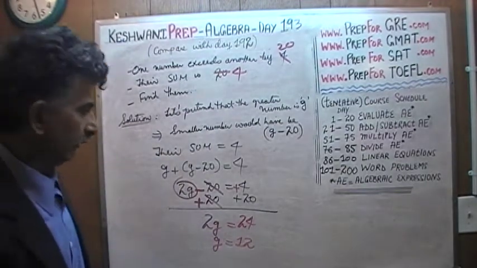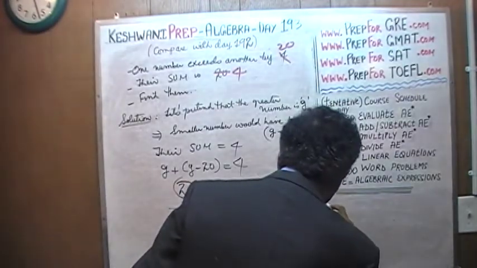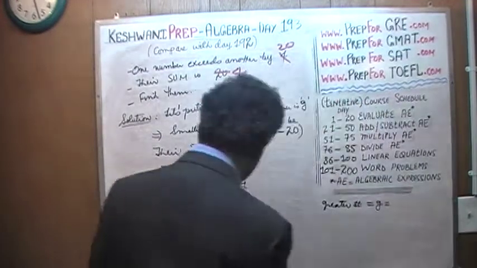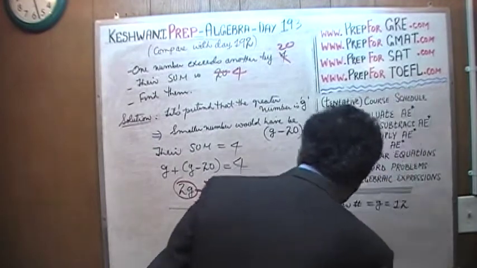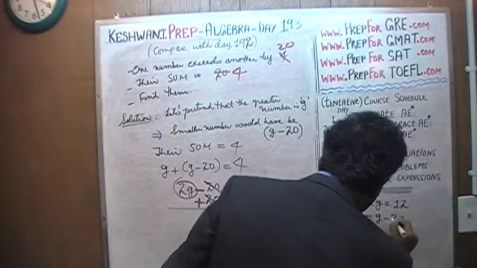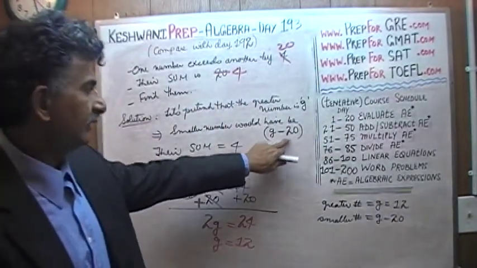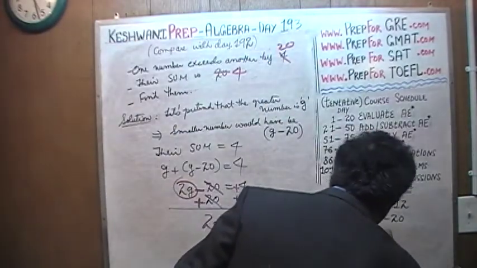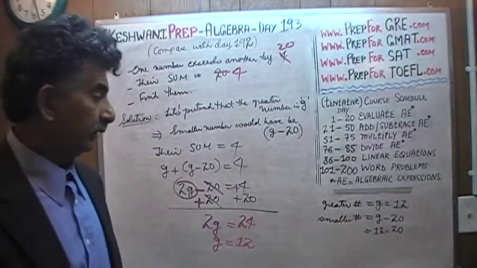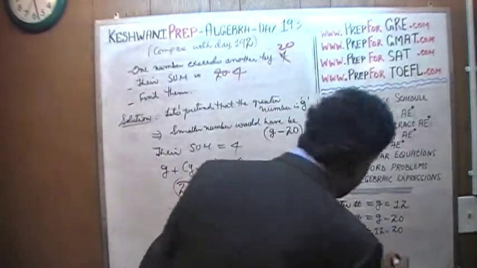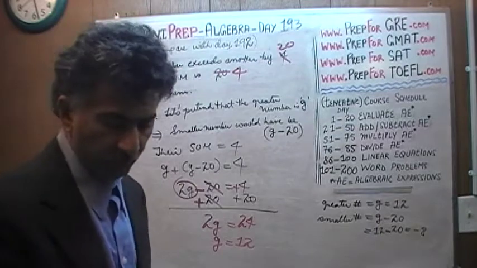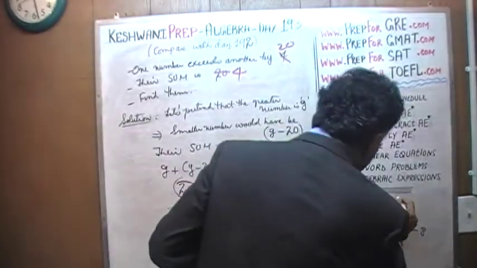Let's find out what the smaller number is. Let's make a note here. The greater number equals G, which we found out is 12. The smaller number is 20 less than the greater number, so it must be 12 minus 20. Well, 12 minus 20 gives us a negative quantity. Turns out the smaller number is in fact negative 8.